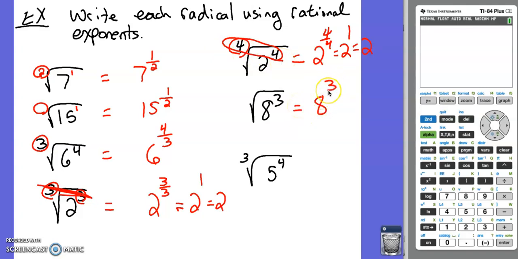It's being raised to the 3rd power, and notice the root is a 2. Again, if it's not written, it's automatically a 2. This is a square root, so that would be the denominator. Again, the base doesn't change. It's to the 4th power. The root is the denominator. So 5 to the 4/3 power is what I'm looking for to write it.